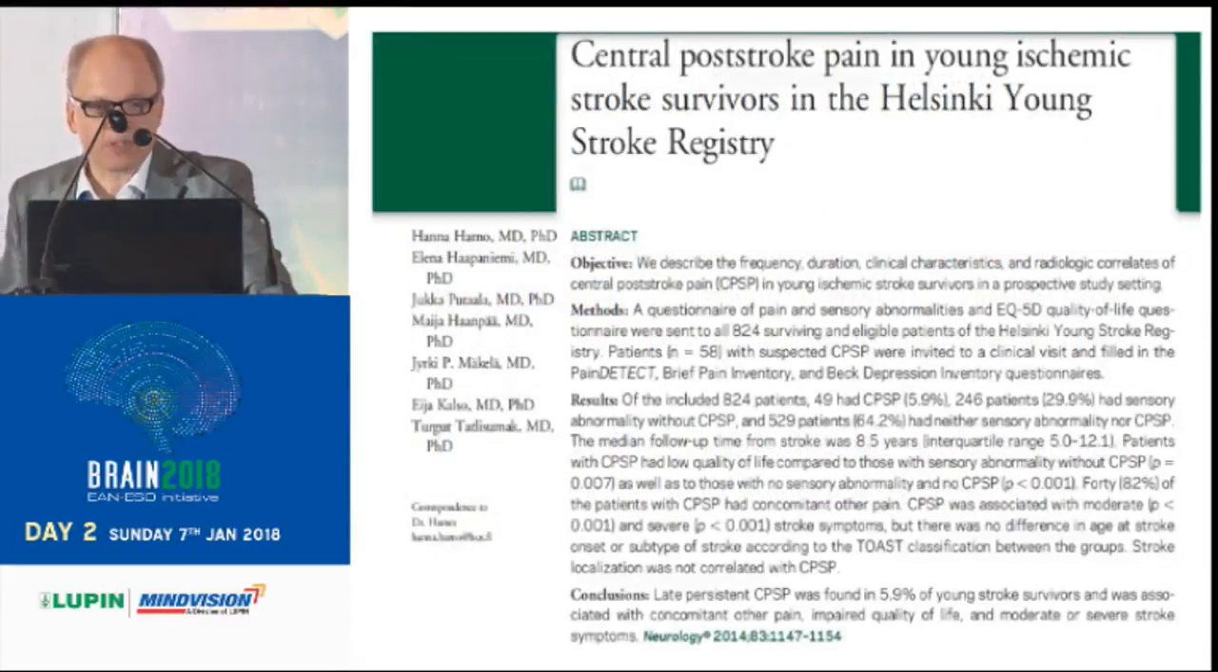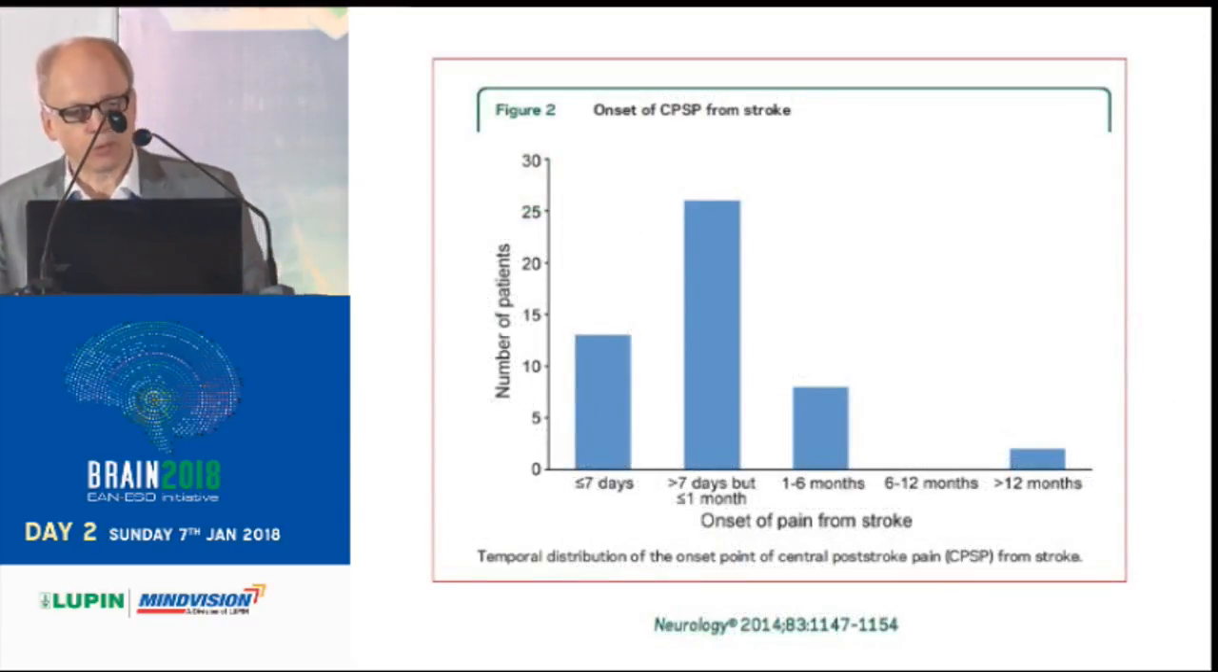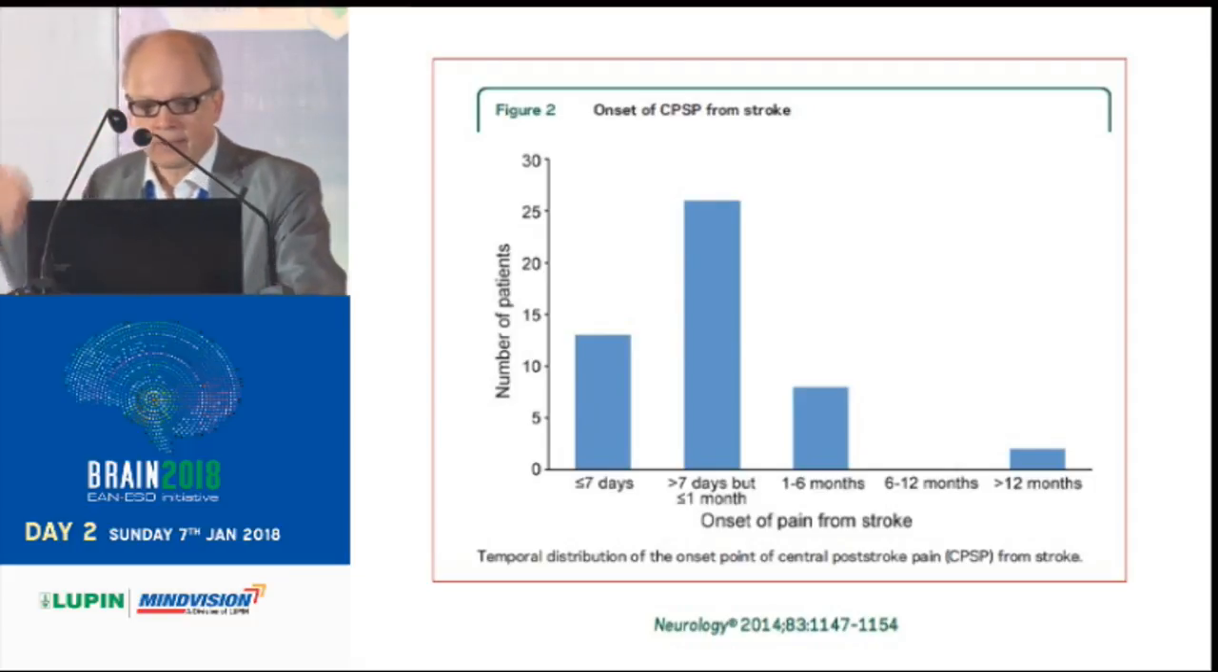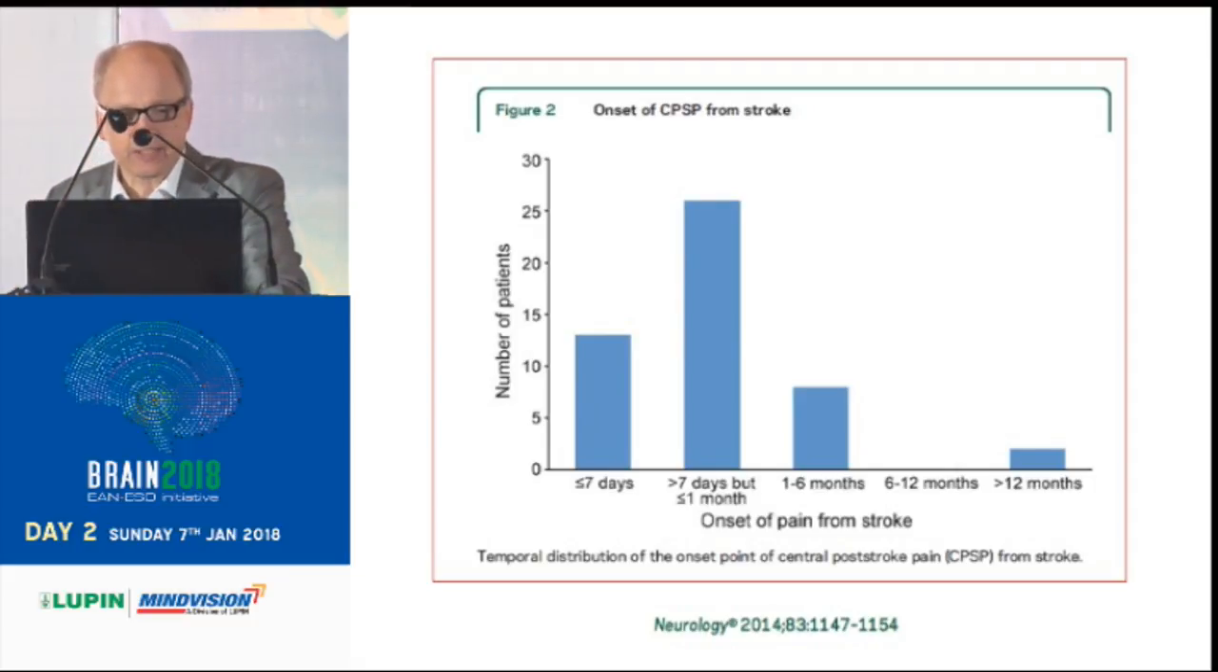Here is the abstract of this study. There were altogether 824 patients, and of these patients, 49 had developed central post-stroke pain, so it makes 5.9% of these patients. And this study also showed what the risk period of developing post-stroke pain is, and this diagram shows the data.